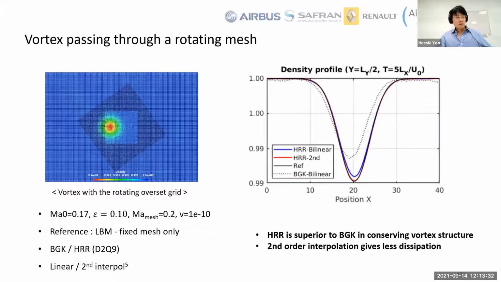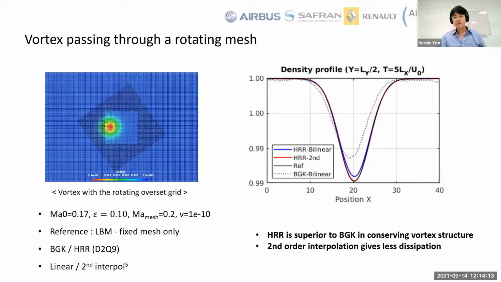And the next test case is the convective vortex. This is the rotating vortex which flows over the overset mesh. When the rotating vortex penetrates into the rotating mesh, it goes through the interpolation, and then all the vectors are transformed to the reference frame, and also in this area the discrete forcing term should be included. Because of all these processes, the initial vortex structure will be dissipated over time.